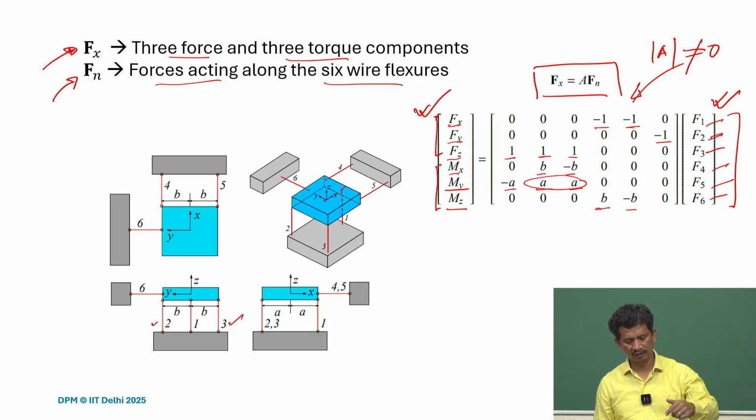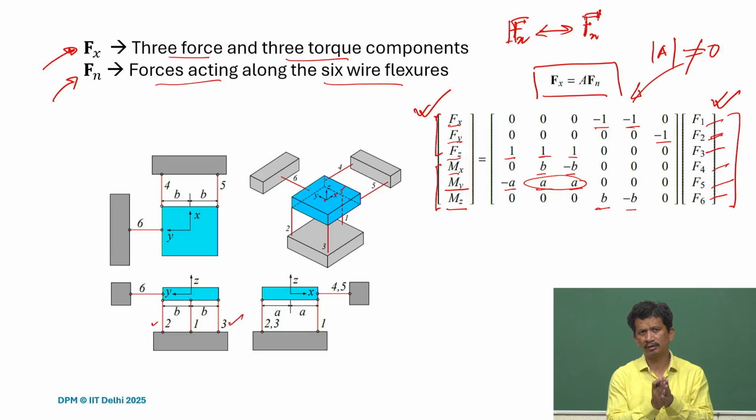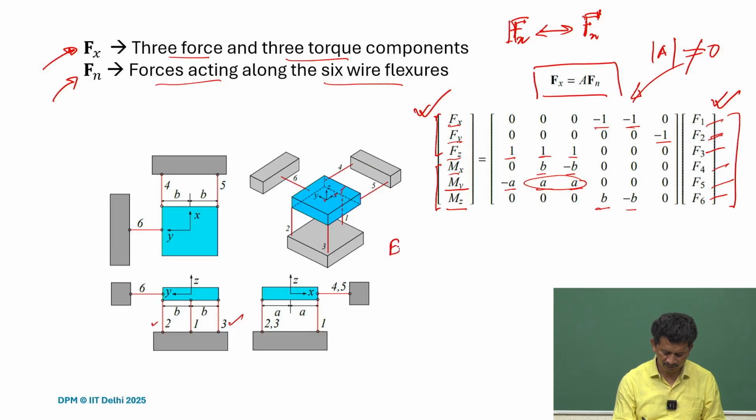So if I know what forces I am applying, Fx, Fy, Fz and Mx, My, Mz, I should know what will be the forces measured by the load cell. So it's a one-to-one correspondence, and that is the beauty of a deterministic design or exact constraint design. There is no ambiguity.